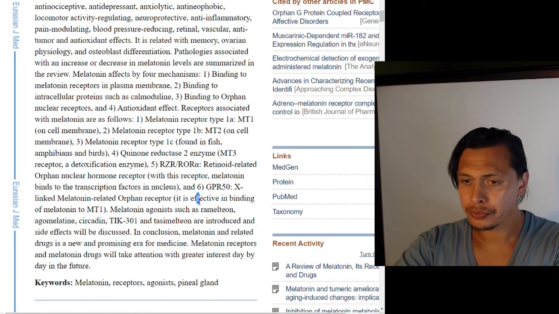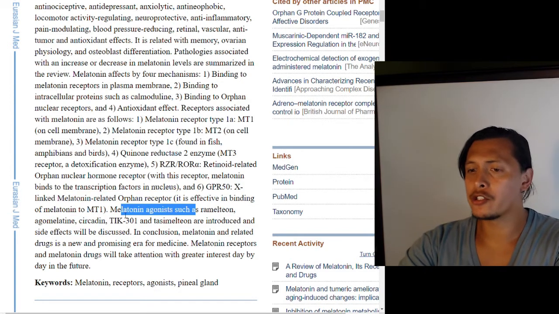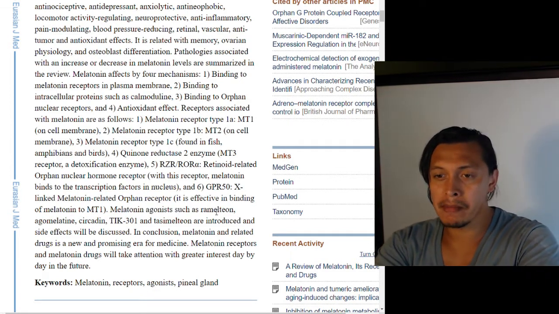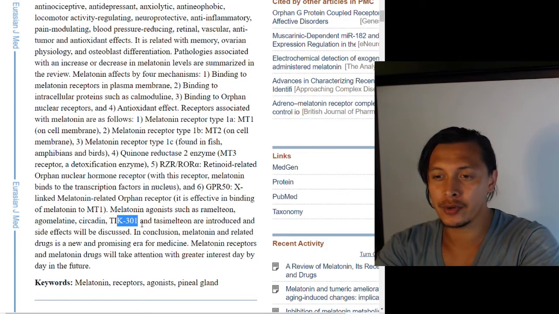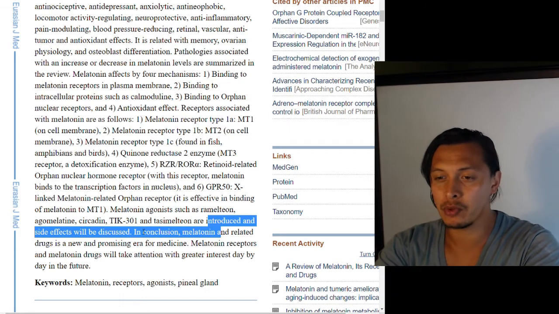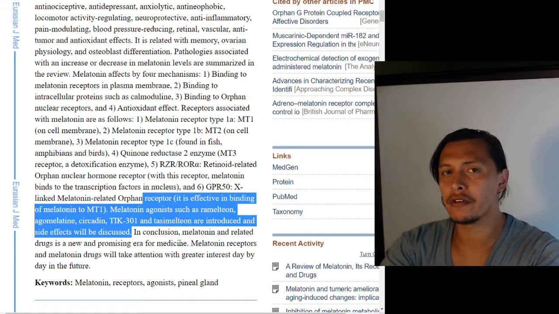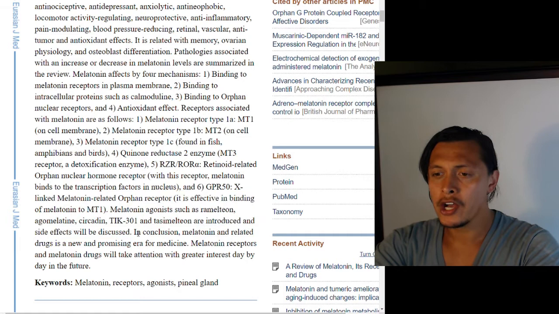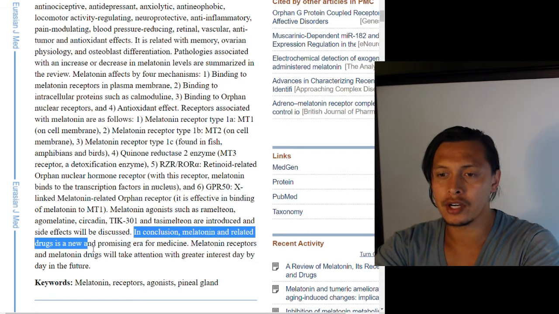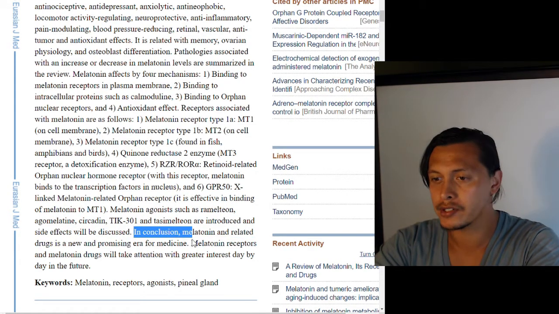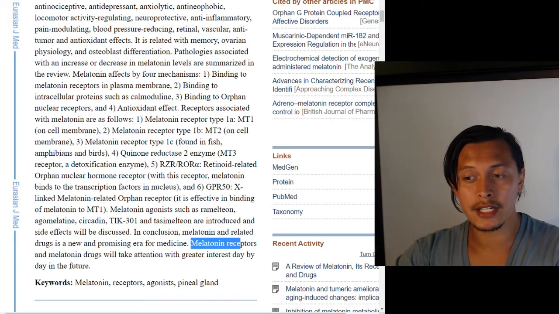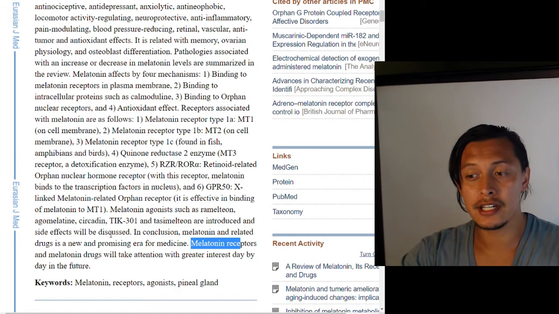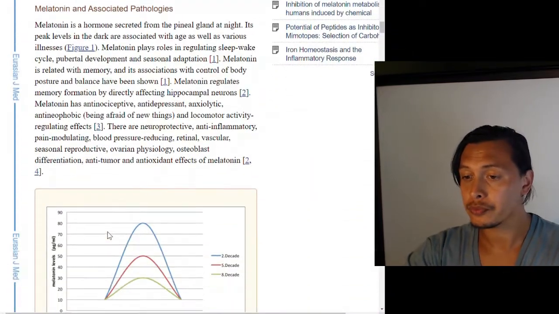Melatonin agonists, such as Romeltin, agomelatine, circadin, TIK301, and TC-melton are introduced, and side effects will be discussed. And I don't know if I'm going to go over these, but perhaps I will. So in conclusion, melatonin and related drugs are a new and promising era for medicine. The melatonin receptors and melatonin drugs will take attention with greater interest day by day in the future.